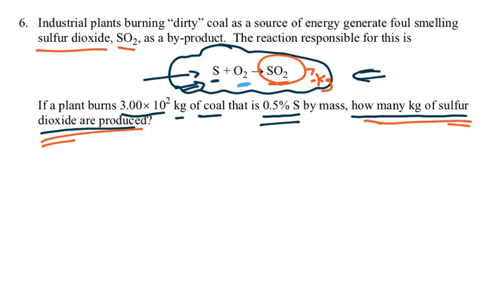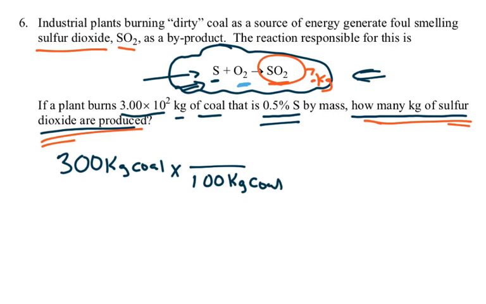And so you have to realize that if we take 300 kilograms of coal, then for every 100 kilograms of coal, there's 0.5 kilograms of sulfur. It doesn't matter whether it's grams or kilograms. We could say 0.5 grams in 100 grams. We could say gram, we could say kilogram.